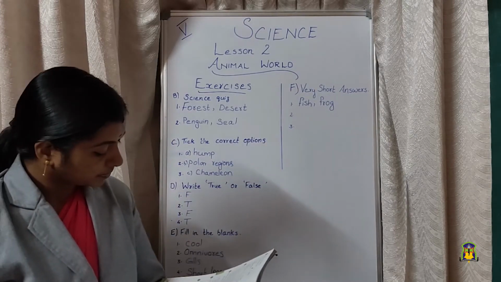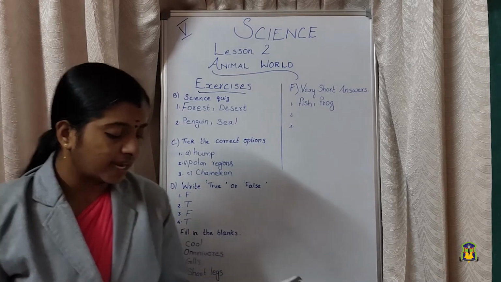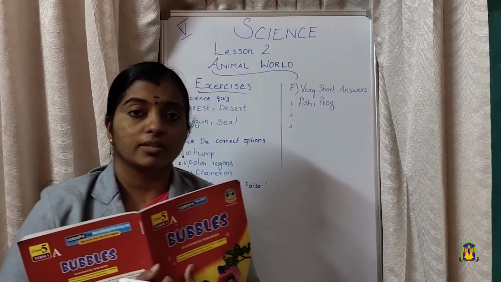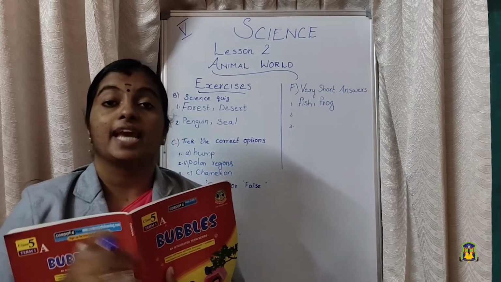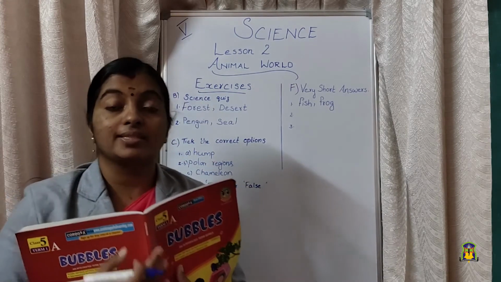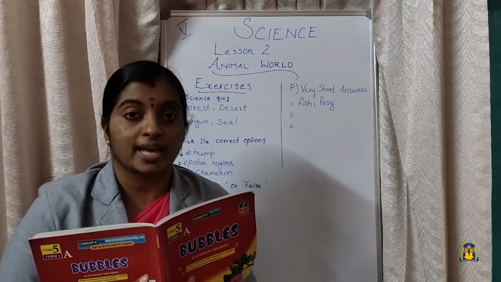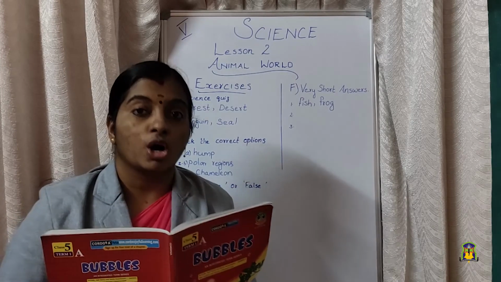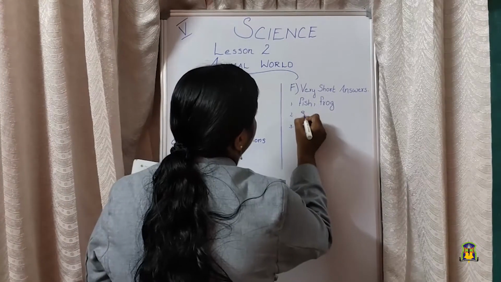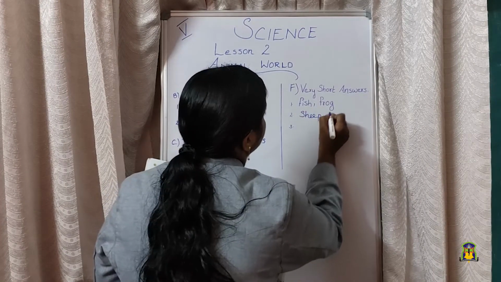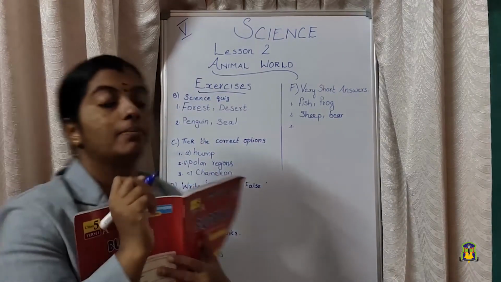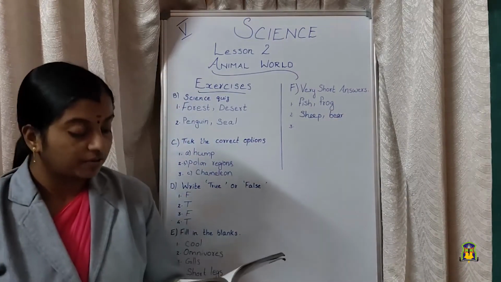Next question. Name any two animals that have thick fur on their bodies. Why do animals have thick fur on their bodies? Do you remember? Yes, they have thick fur to protect their body from extreme cold climate, or to keep their body warm. So, two examples are a sheep and a bear. Sheep and bear, B-E-A-R. Sheep and bear are two animals with thick fur.